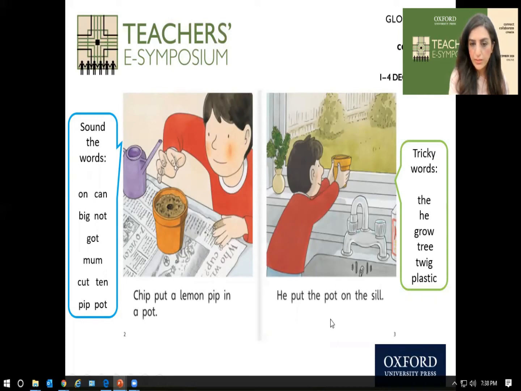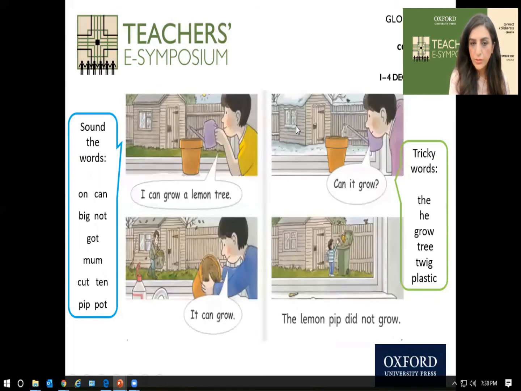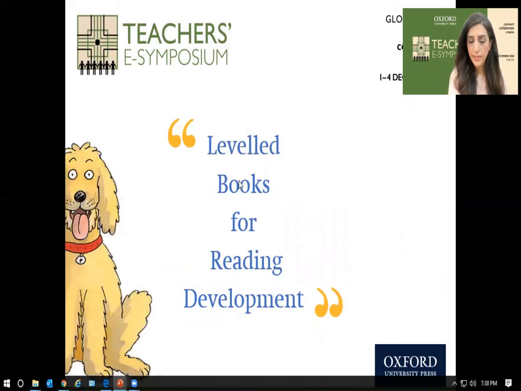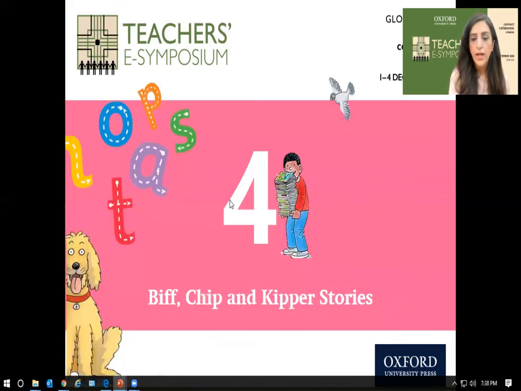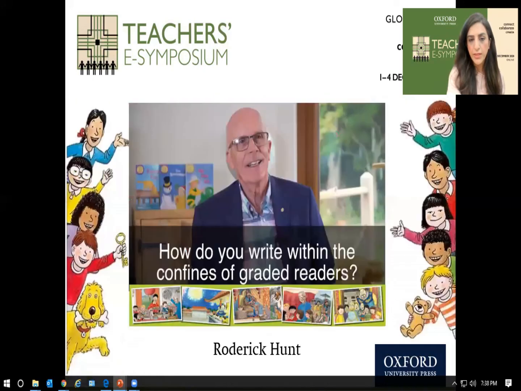So the sentences are still short, but there's a lot of detail that you can cover through pictures. And so the comprehension bit is really being emphasized over here. Remember the decoding part of reading and then the comprehension part of reading. So level books are really essential for reading development. And Biff, Chip, and Kipper stories, like I said, fit into that part of richer reading. So we requested Roderick Hunt, who is the author of the Biff, Chip, and Kipper stories, to share with us how he writes within the very strict confines of graded readers. And he was kind enough to share his response. So let's watch what he has to say.